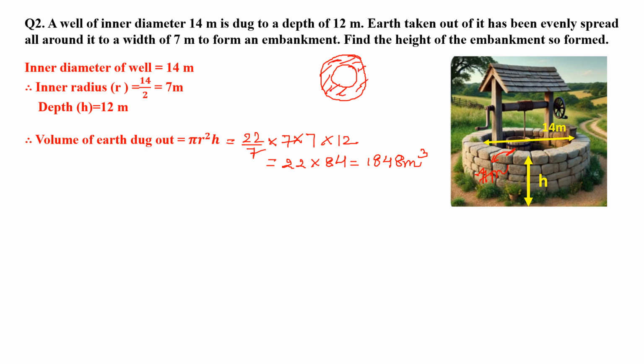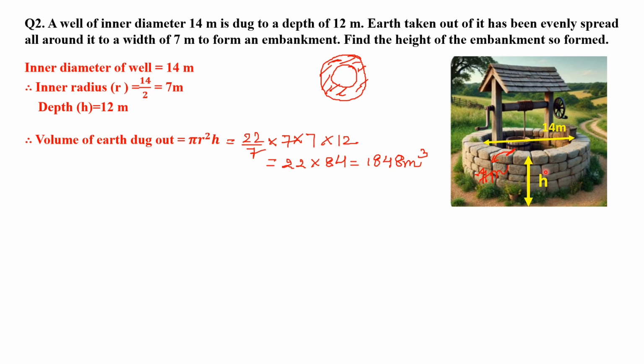To find that, you were finding the area of the outer circle, then the area of the inner circle, and subtracting to get this shaded area, right? Same way here, this circle is a two-dimensional figure, but this embankment is like a cylinder, it's three-dimensional. So to get that volume, you have to use external volume minus internal volume. That will give the volume of the embankment.